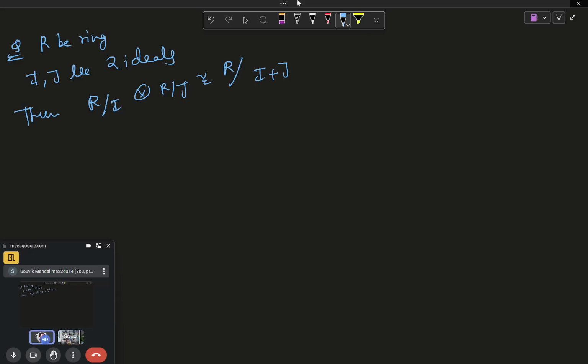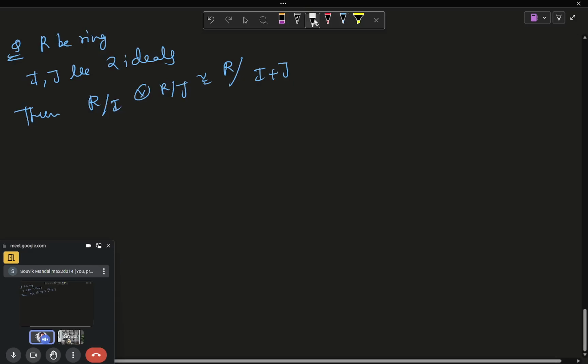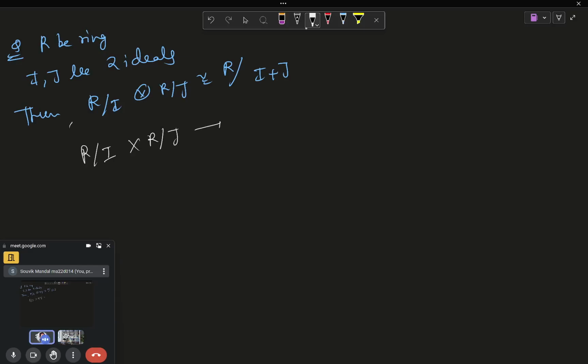Now tell me one thing. In order to prove this, you need to consider explicit maps in both directions, right? First, tell me which map can be taken from R/I cross R/J to R/(I plus J). We need to define a map. What should the map be? Think about it first. Whatever map you choose, note that in the reverse direction it will give identity after composition. That's the thing you need to keep always in mind.